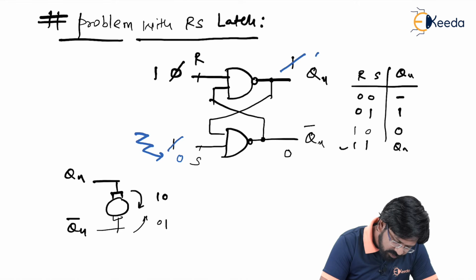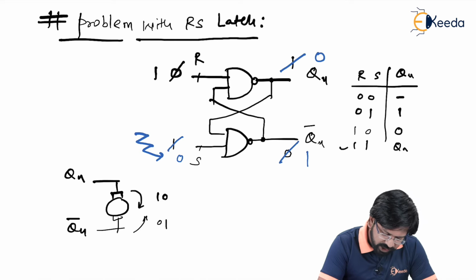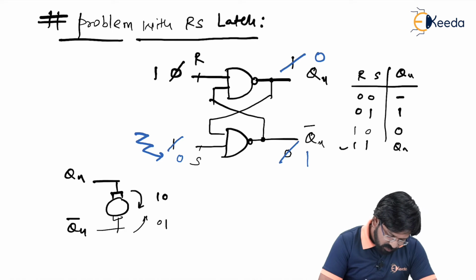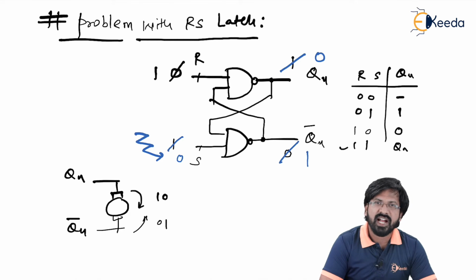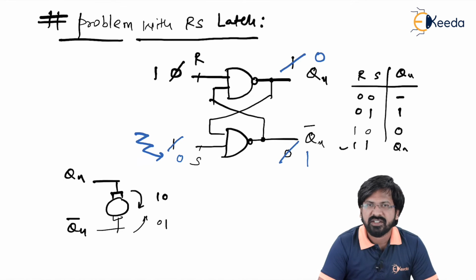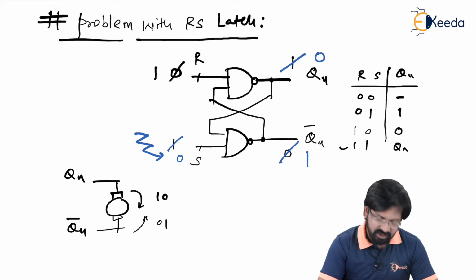This 1 will become 0 and this 0 will become 1. That is Qn equal to 0 and Qn bar equal to 1, which causes our motor to go anti-clockwise. Am I right? So the motor accidentally starts rotating anti-clockwise. So was that expected or not expected? Of course, this wasn't expected. But then this is what is happening.